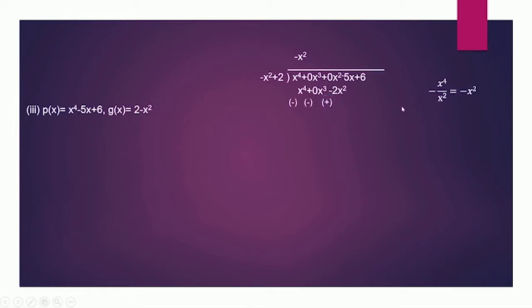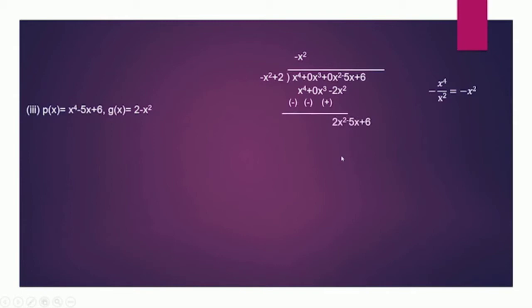Now after subtracting, x to the power 4 minus x to the power 4 will be 0. Therefore we can cancel this. And 0x cube minus 0x cube will be 0 itself. No need to consider that. And here 0x square plus 2x square, we will get 2x square itself. And here minus 5x plus 6 we will write as it is.